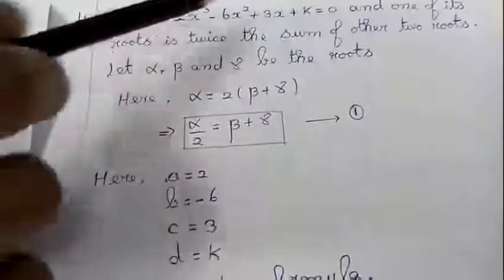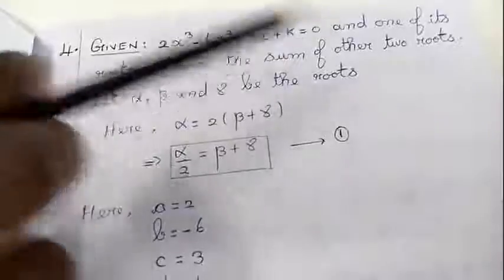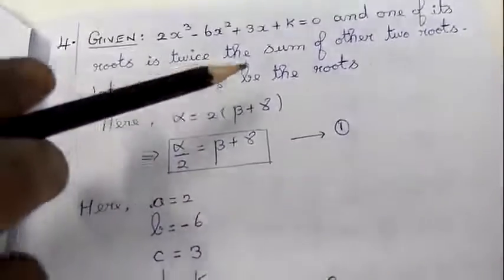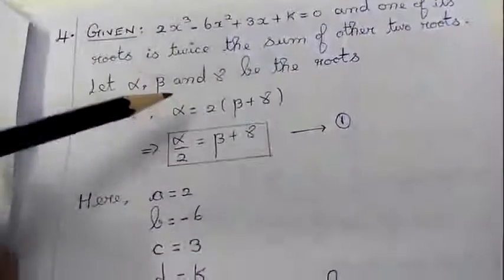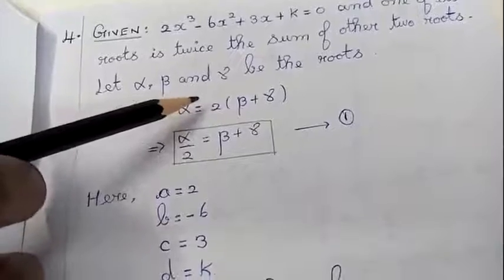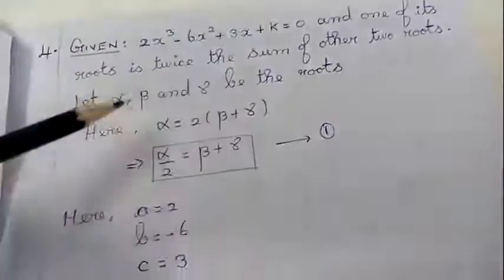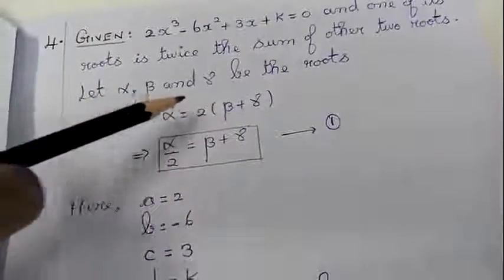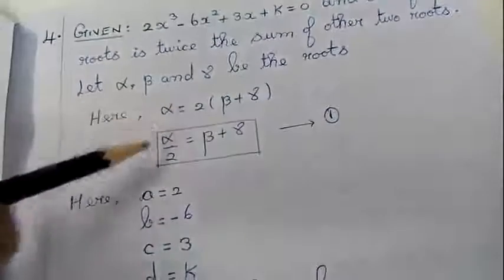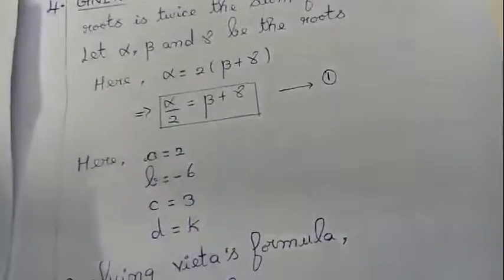They have given you the cubic equation, and one of its roots is twice the sum of the other two roots. I am going to take the three roots as alpha, beta and gamma. One of the roots, alpha, is equal to twice the sum of the other two roots, that is 2 into (beta plus gamma). So alpha equals 2 into (beta plus gamma). I am going to write it like this: alpha by 2 equals beta plus gamma. Marking this as equation 1.